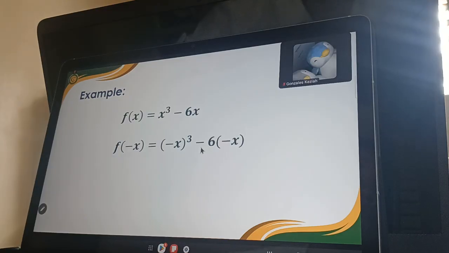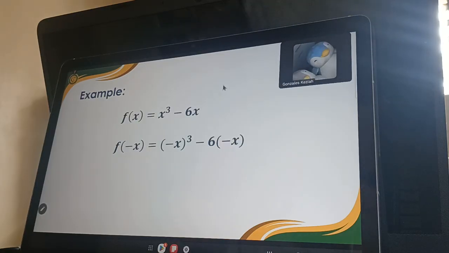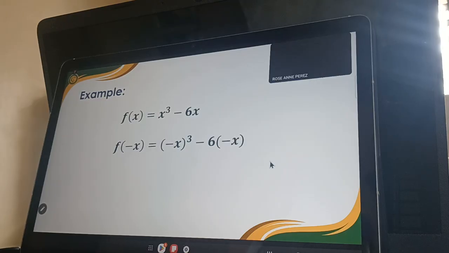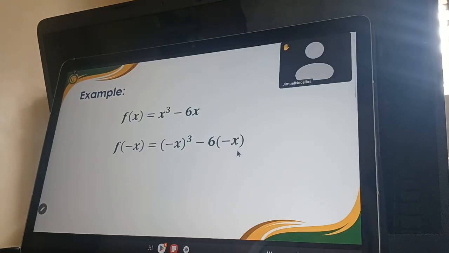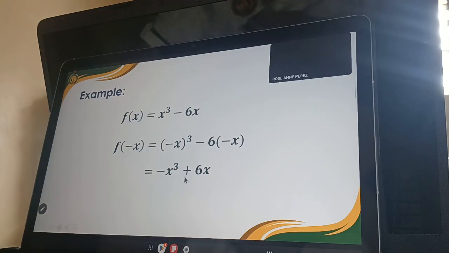Okay, and then what is negative 6 times negative x? Yes, Jimwell. Positive 6x. Okay, very good. It's positive 6x because negative times negative is positive.